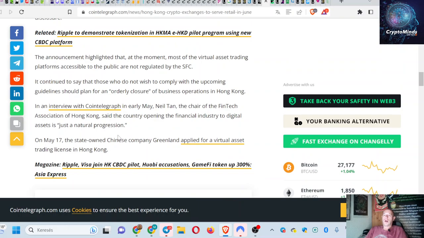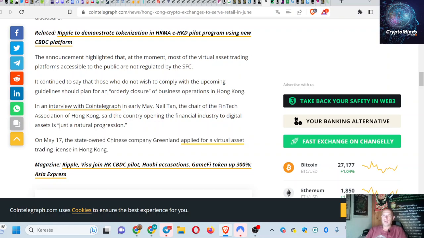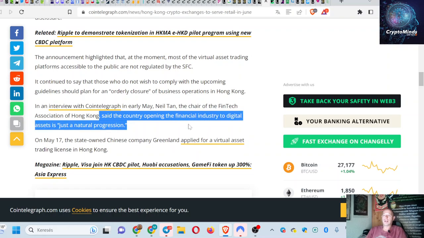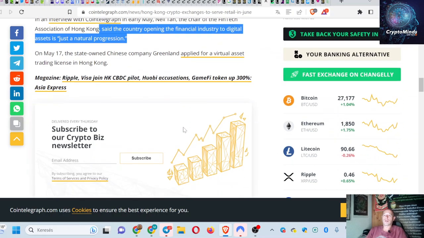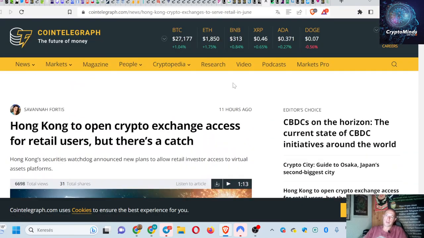So, the state-owned Chinese company Greenland applied for a virtual asset trading license in Hong Kong. So, mainland China companies are applying for a crypto license. It's quite interesting. Hong Kong said the country is opening its financial industry to digital assets, just a natural progression. So, guys, I like it and we'll see. That could bring big, big green candles in the summer.